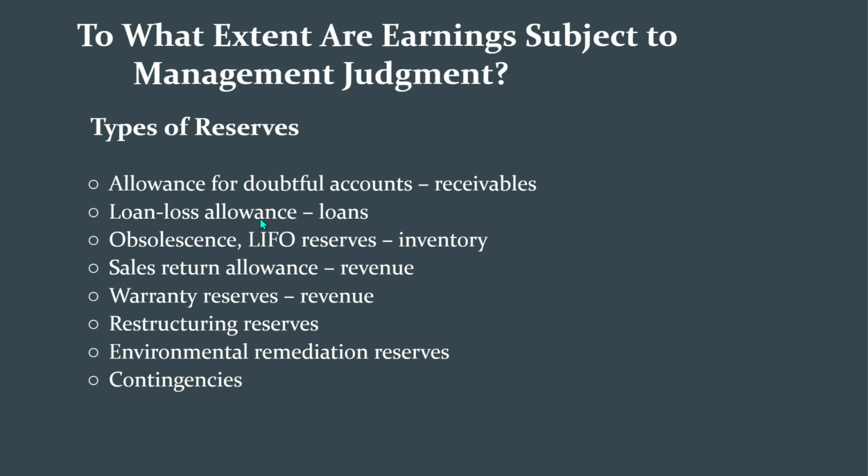And these are some of the different types of reserves. Allowance for doubtful accounts. This is for receivables. Loan loss allowance. Typically, this is related to banks. Obsolescence or LIFO reserves. This is for inventory. Sales return allowance for revenue. Warranty reserves, again related to revenue. Restructuring reserves, environmental remediation reserves, and contingencies. These are all types of reserves you will see in a company's financial statements.